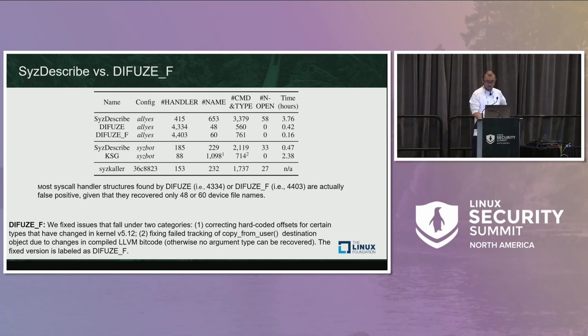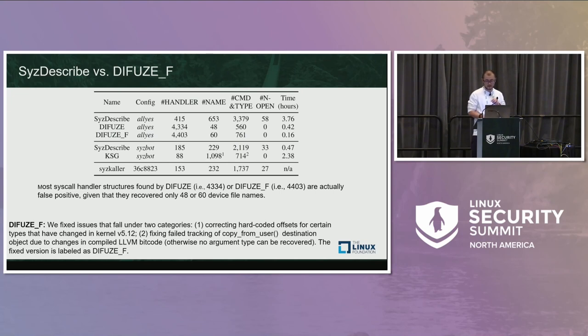So we can see that SysDescribe recovers fewer syscall handler structures than DIFUZE or DIFUZE_F. However, in fact, most syscall handler structures found by DIFUZE or DIFUZE_F are actually false positives, given that they require only 48 or 60 device file names. Typically, it should be almost one to one.